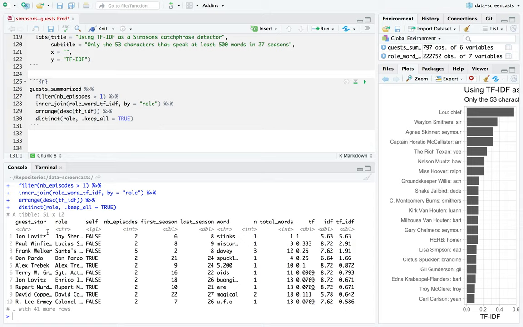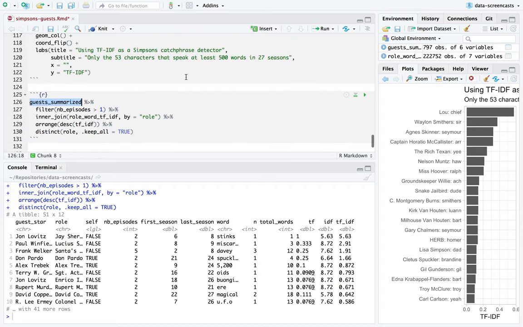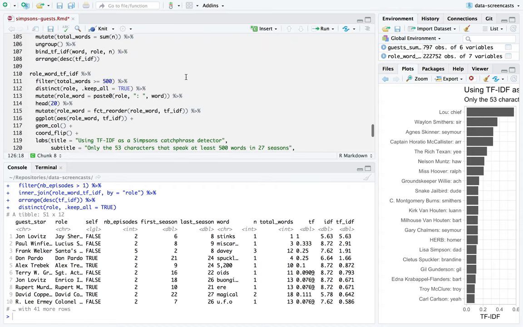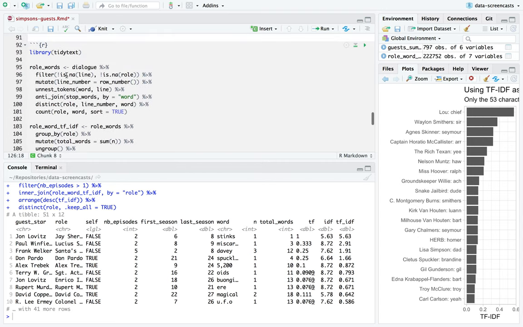So what this shows then is, that's right, John Lovitz played Jay Sherman, which we think is like a movie critic. And it looks like he had a specified word of, it only happened once. Something's up with this TFIDF. It should be popping up more than once. Something is up. Let me look for a second.